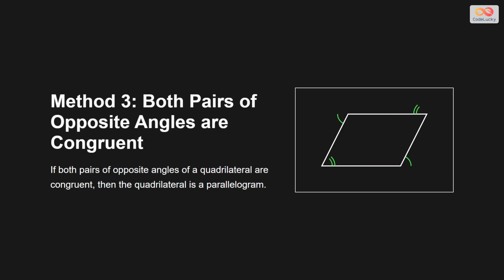Our third method focuses on the angles. If you can demonstrate that both pairs of opposite angles within a quadrilateral are congruent or have the same measure, then the quadrilateral is a parallelogram.